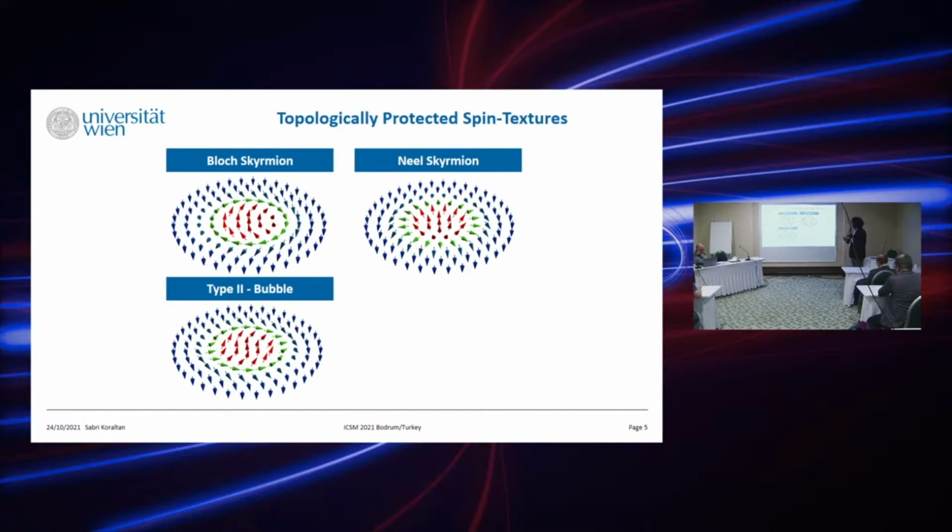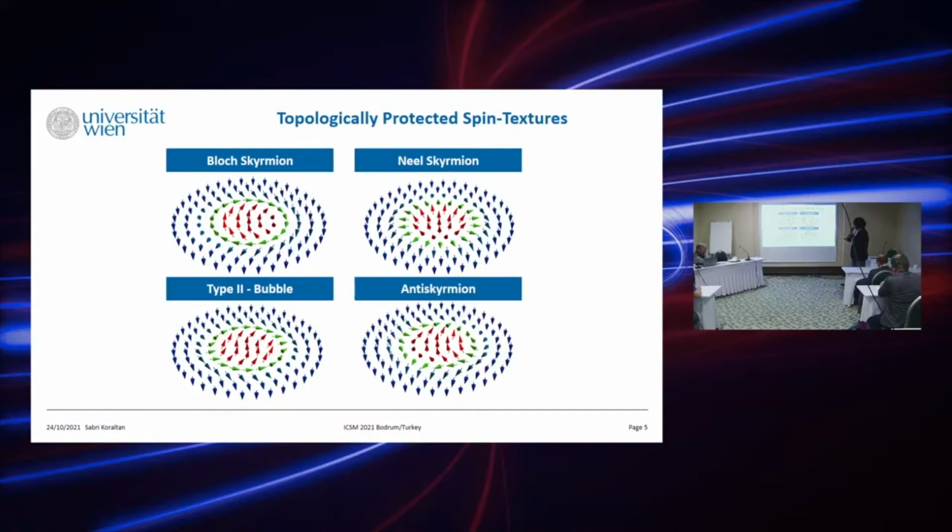In this hedgehog, you can see that by a continuous transition of the spins, it's not possible to annihilate it. Then we have a type 2 bubble, which is a trivial bubble. But we also have the anti-skyrmion, which has the opposite topological charge. So this one has a topological charge of +1, and this one has a topological charge of -1.